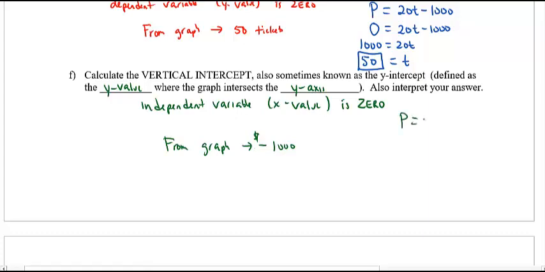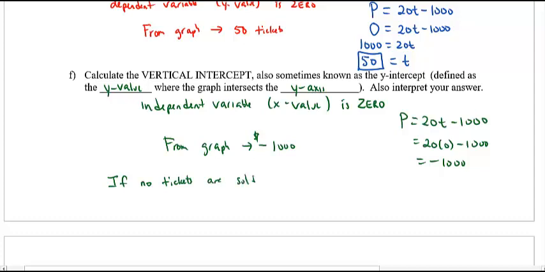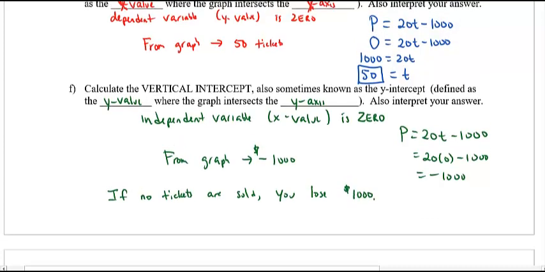And once again, if I just were to give you this equation, I'm really saying let t equal 0, so 20 times 0 is 0, and your profit is negative 1,000. So really, I'm saying if no tickets are sold, guess what? You lose. You lose how much? $1,000.